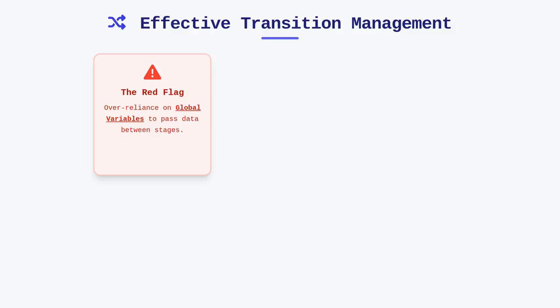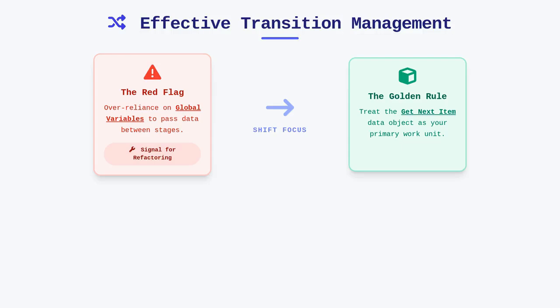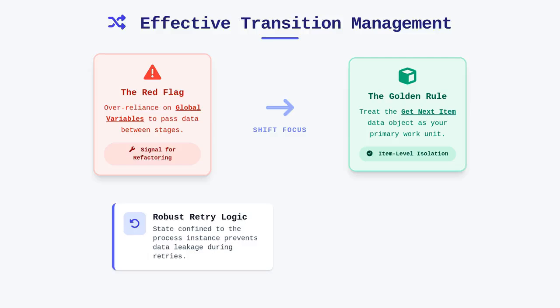Managing these transitions effectively requires a deep understanding of the scopes and triggers involved in your process model. You should always treat the data object returned by the getNextItem action as the primary container for your current work unit. If you find yourself frequently using global variables to pass data between stages after a queue item has been fetched, it is usually a sign that your architecture needs refactoring. Stick to the item-level data provided by the queue, as this keeps the state confined to the process instance, which is critical for retry logic and general debugging.